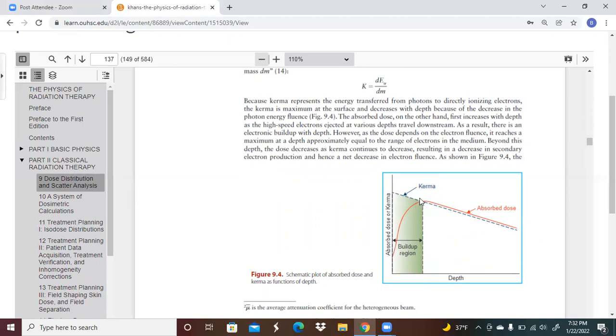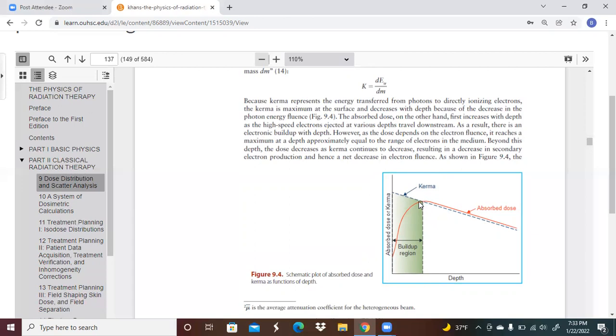For absorbed dose, however, you're going to see a buildup as those electrons are released. And obviously, all throughout the buildup region, this will eventually get to the point where it meets KERMA. The rationale behind that is that once you get to the end of the range of the electrons, that's going to be the maximum point at which your absorbed dose is going to meet KERMA. That's going to be the maximum amount of dose that can be deposited into that particular medium.